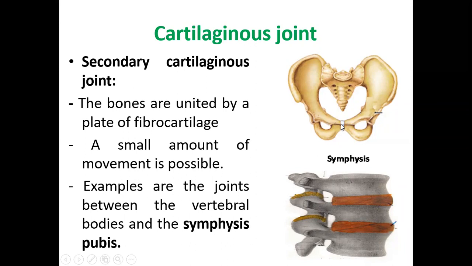Usually, these cartilaginous joints are in the center of the body. Between the vertebrae, it is in the midline of the body, as well as the pubic symphysis, which is also in the midline. So these are the examples for the secondary cartilaginous joint: one is the pubic symphysis, as well as the joint between the vertebrae.